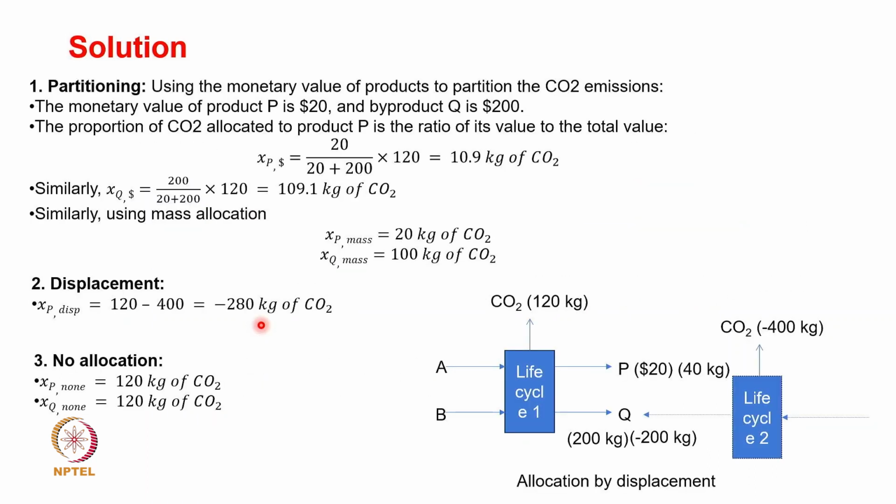And in no allocation, there is no allocation. You assume that this factor, the proportionality factor, is 1. So XP is 120, XQ is 120. Okay, this is how you allocate the load.